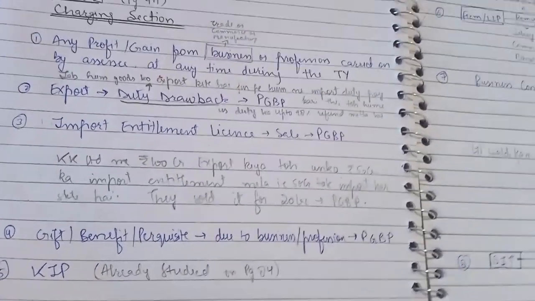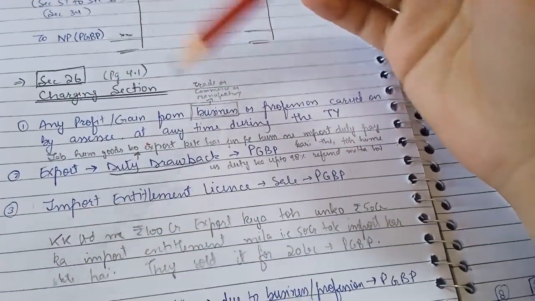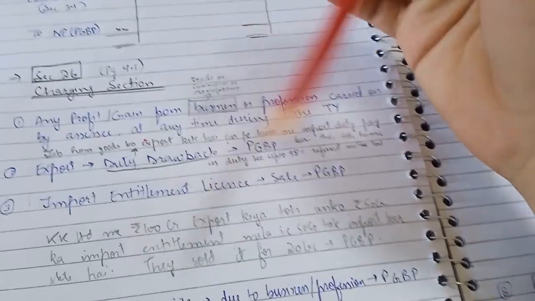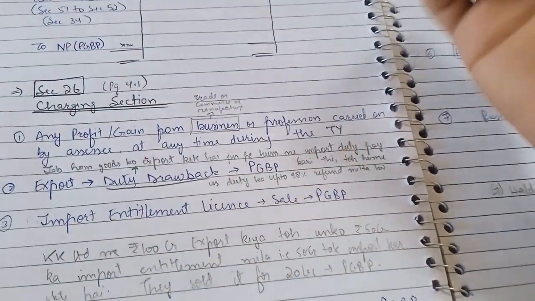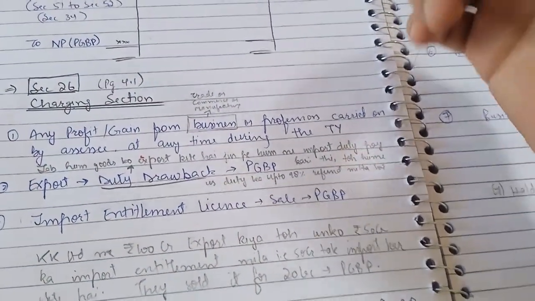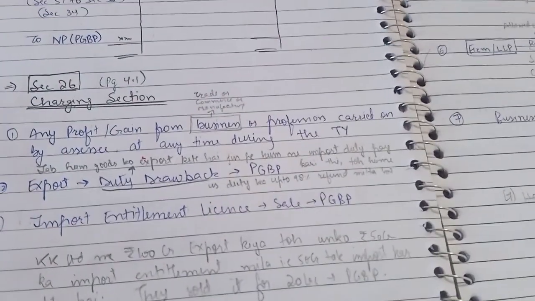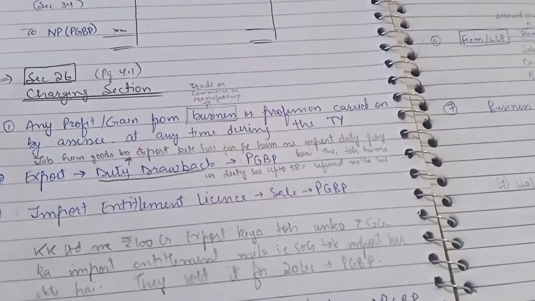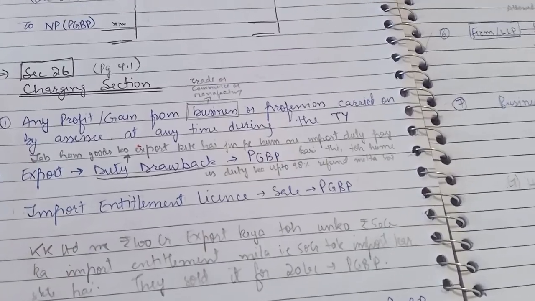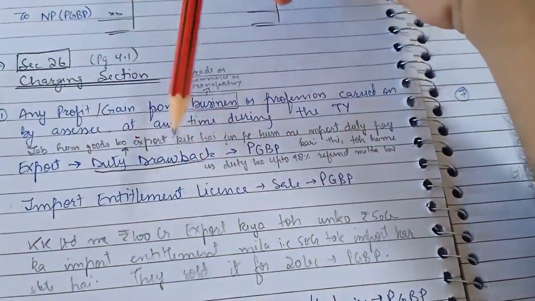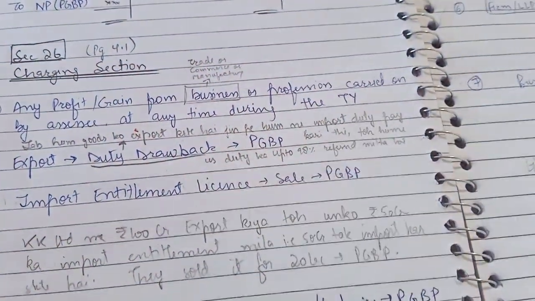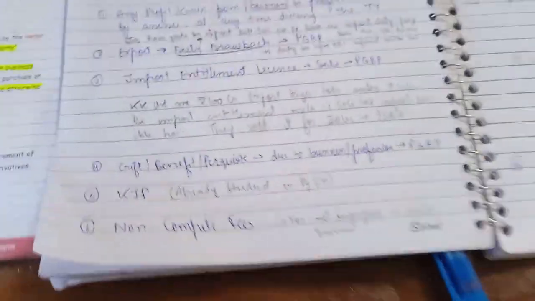And then we have when we export some goods, the import of which we paid import duty for, and then we export such goods, the government gives us a refund of the duty we paid on import, and the refund is about 98% of the amount. That refund we call duty drawback, and that duty drawback is treated as PGBP income because it's income of business related directly to business activities.